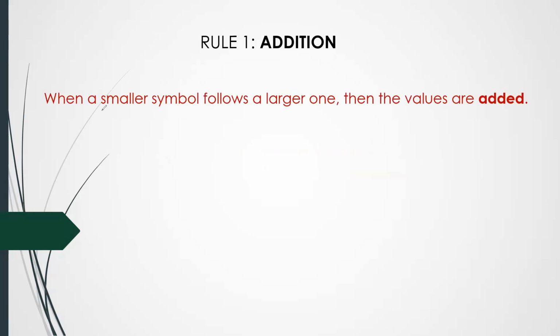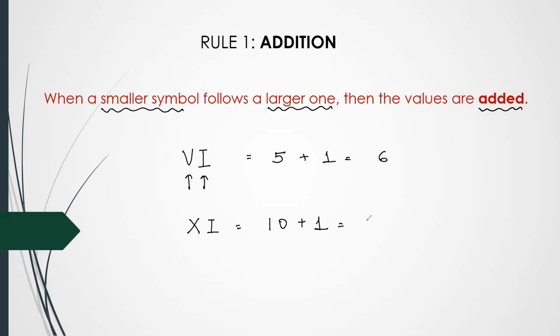Now here it says when a smaller symbol is followed by a larger one, then the values are added. What it means, if I have V and I. Here I is a smaller symbol, which means the value of I is lesser than V. Then their values will be added. V stands for 5, I stands for 1, so they will be added and the value of this particular Roman numeral will become 6. For example, I have X and I. I is a smaller symbol than X. X stands for 10, I stands for 1, so they are added and the answer becomes 11. This is the rule of addition.